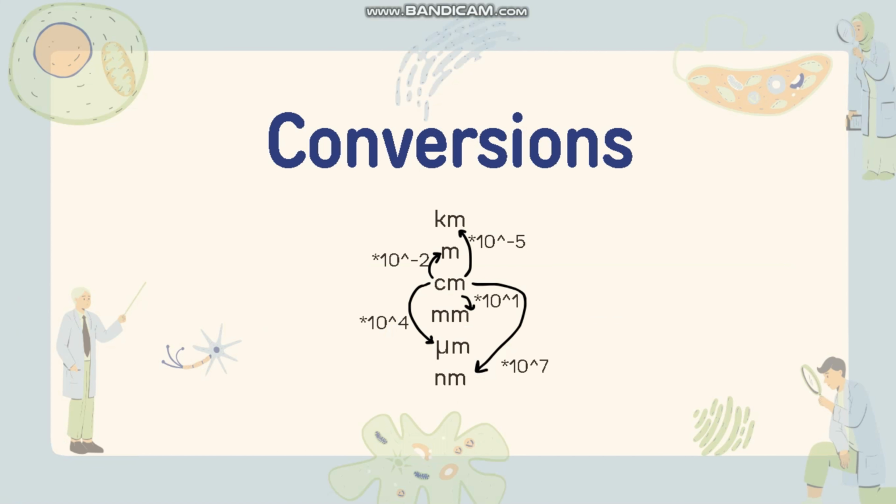And to nanometer, we multiply by 10 to the power 7. To go opposite, just divide instead of multiplying, like from nanometer to centimeter, just divide by 10 to the power 7.